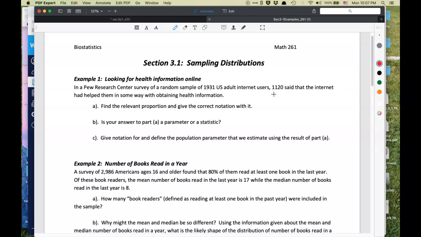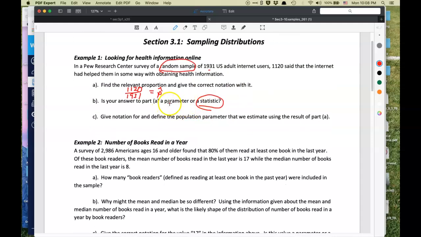If we're looking for health information online, in a Pew Research Center survey of a random sample of 1,931 adult users, 1,120 said the internet had helped them in some way with obtaining health information. So find the relevant proportion and give correct notation with it. Well, what relevant proportion? Well, it looks like we're looking at 1,120 out of 1,931. That's the proportion that we're going to label as p hat, because this is a statistic. It's something generated from a sample, and it's the proportion of internet users who said that the internet had helped them in some way with obtaining health information. It might be quite a bit higher even now.